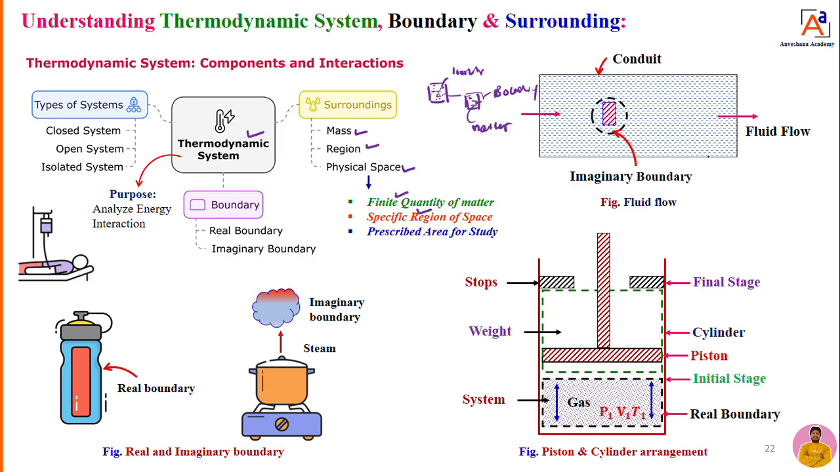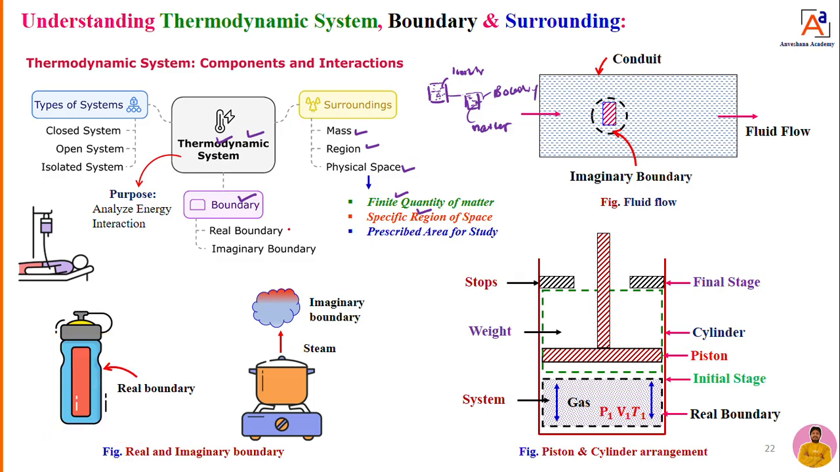I can take a matter, or else I can take a specific region of a space. As I told, in the whole board I can take only a small region in a space for study, that is known as a system. Or else you can take a prescribed area. In the whole area you will not take the complete area, you will take a small area for study, that is known as a system. So a thermodynamic system has a boundary. Without a boundary we can't say it is a system. A system must have a boundary.